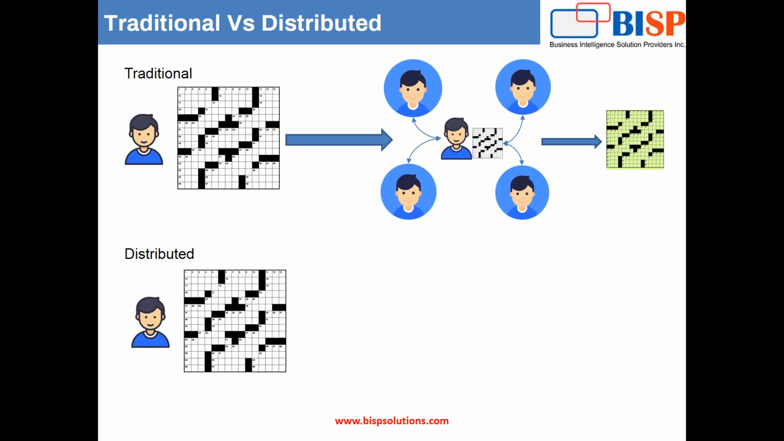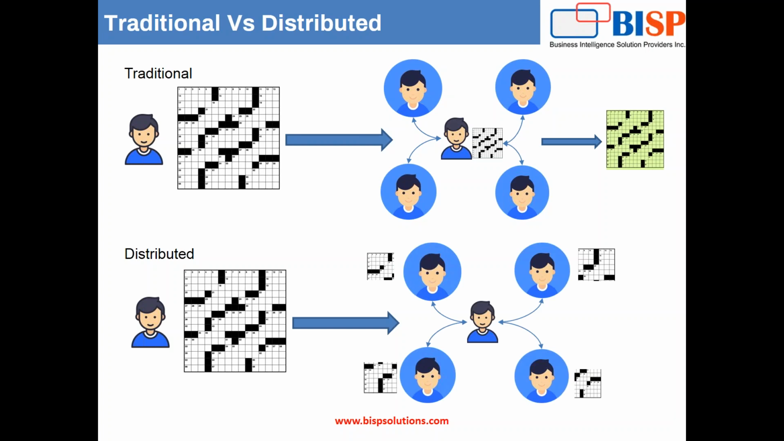Let's say you have a crossword puzzle. Instead of you collecting all the answers, you cut the crossword puzzle into pieces and you give it to your friends to solve. Let them solve the crossword puzzle. So you distribute the work to your friends. You are not a bottleneck.